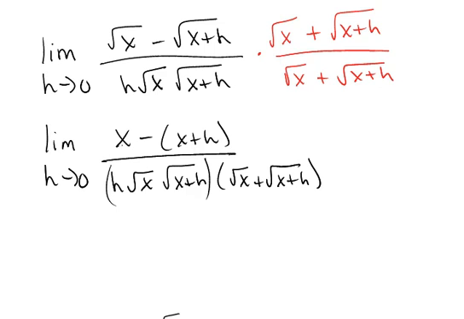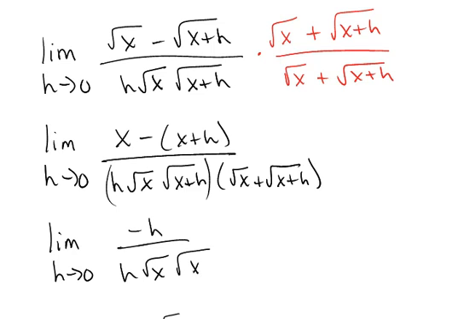All right, now x minus x is going to cancel. You're going to have a negative h in the numerator. And then you have an h in the denominator, which is good because now you'll be able to cancel those out. All right, so these cancel, and we have a negative 1 in the numerator.